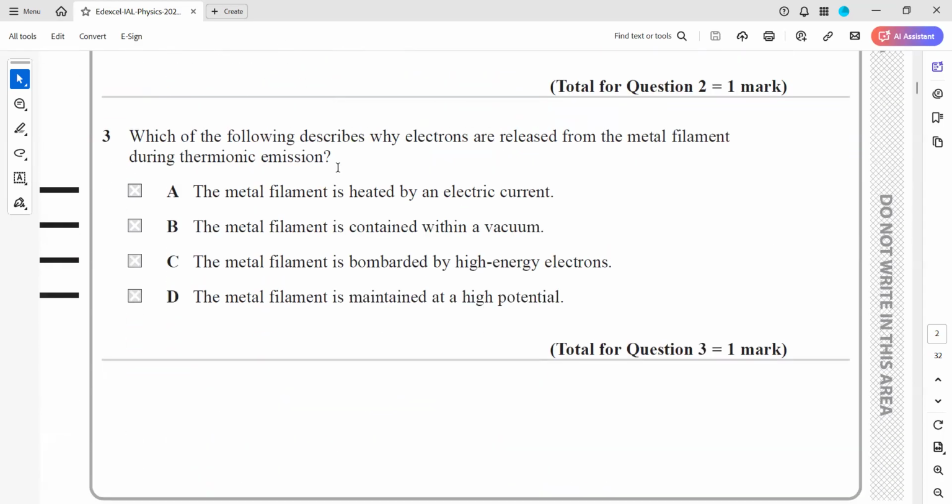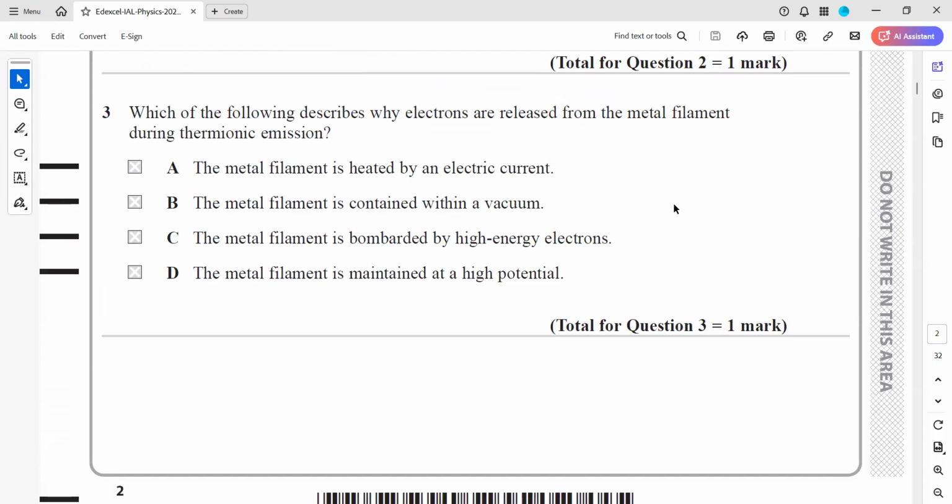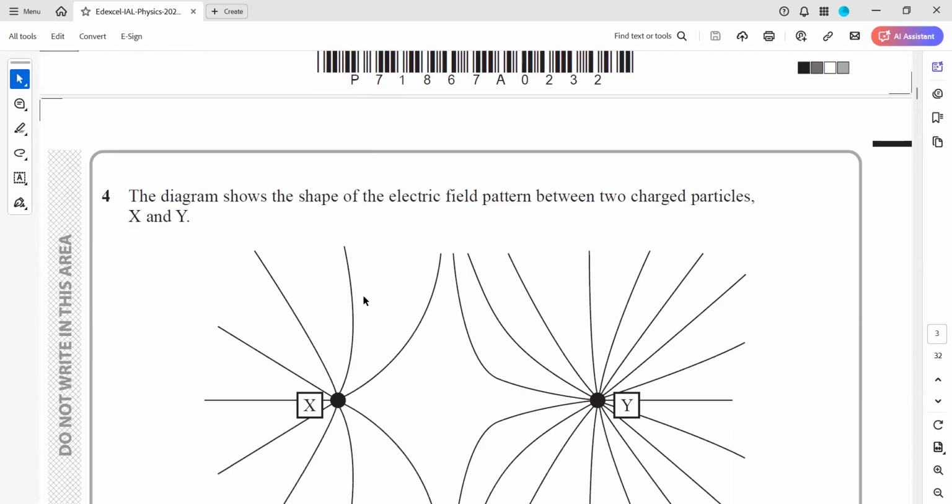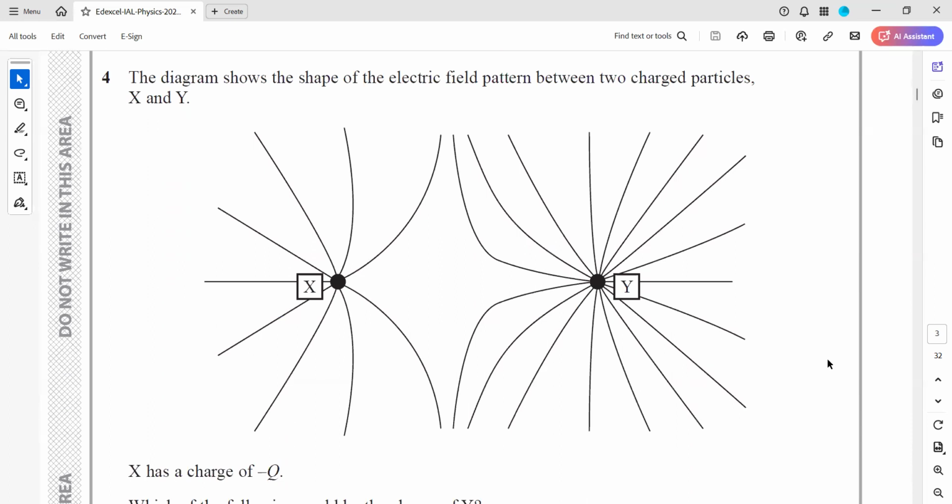In question 3, which of the following describes why electrons are released from a metal filament during thermionic emission? So what actually happens? Thermionic emission means the electrons absorb energy. A metal filament is heated by an electric current. When a current passes through, it produces heat energy, and that heat energy causes the electrons to move out. So A is the right answer for this. We are passing a current, which produces heat, and that removes the electrons out.